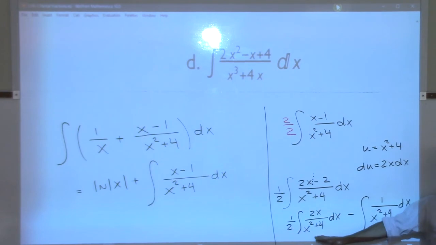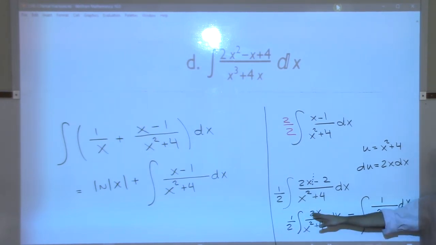This one is just a basic u sub, right? u is the bottom, derivative of it is on top. This one is arctan, right? Formula 17. I think I'm ready for the answer.